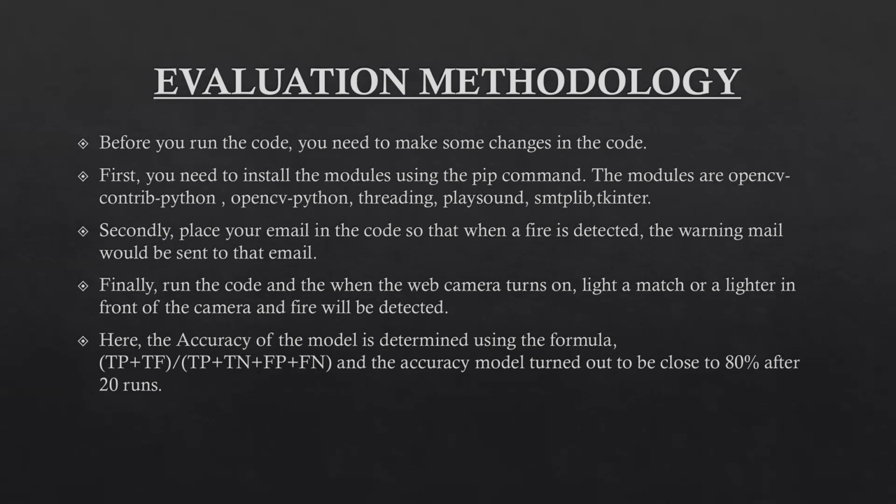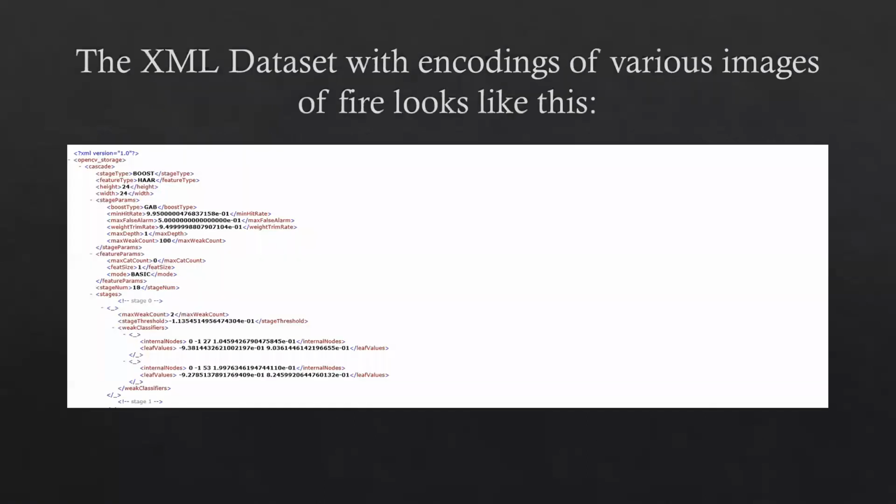Here, the accuracy of the model is determined by using the formula (TP + TN) / (TP + TN + FP + FN), and the accuracy of the model turned out to be close to 80% after 20 runs. And the next one is the XML dataset file, which is the basis of our model, and looks like this, which contains the trained positive and negative images of the fire.